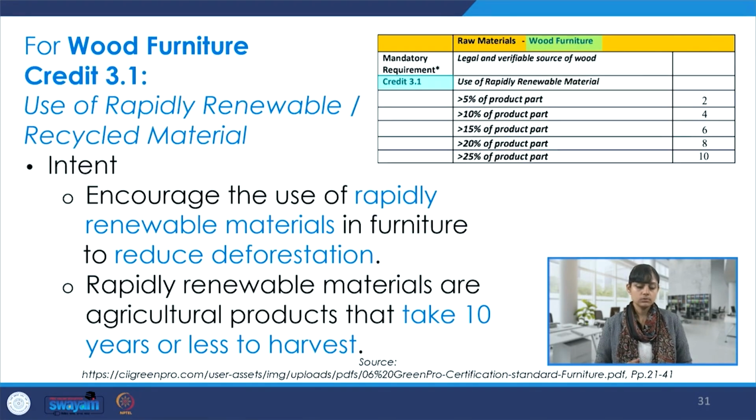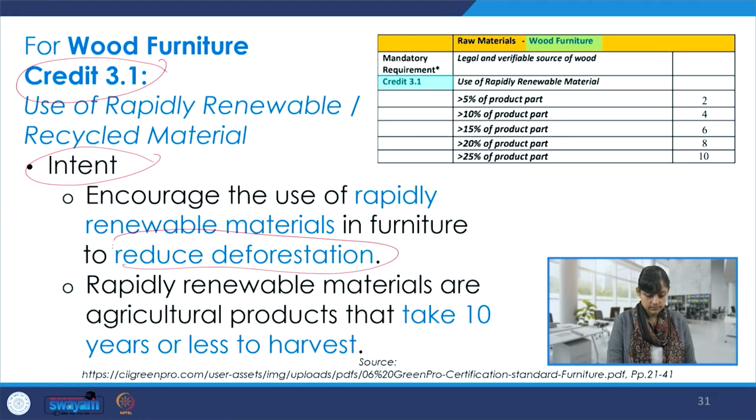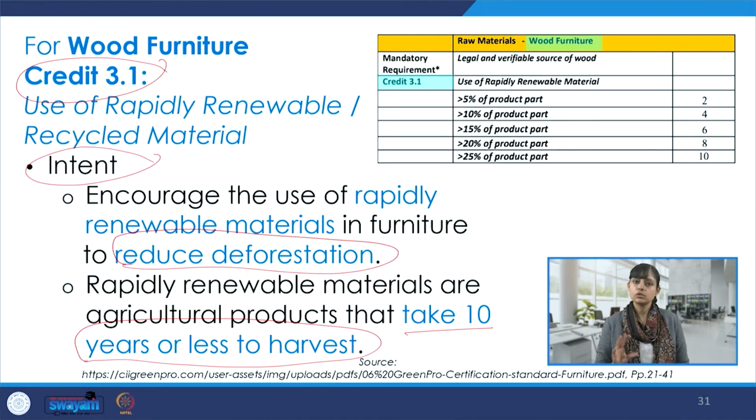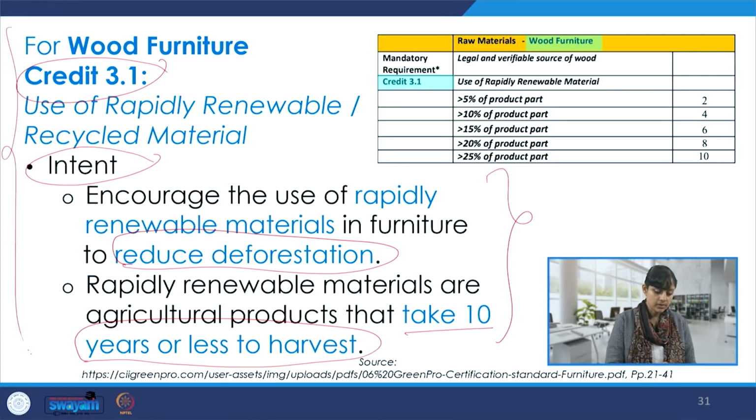For wood furniture now, credit 3.1, use of rapidly renewable or recycled material. The intent is to encourage the use of rapidly renewable materials in furniture to reduce deforestation. Rapidly renewable materials are agricultural products that take 10 years or less to harvest. That's very important. And during the lecture on wood and timber, we also talked about ecologically grown timber and the time it takes to get replenished, etc. So this credit emphasizes this aspect.